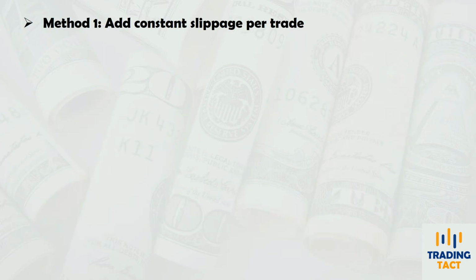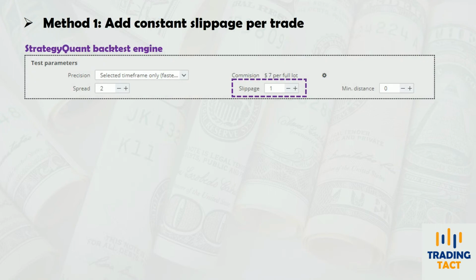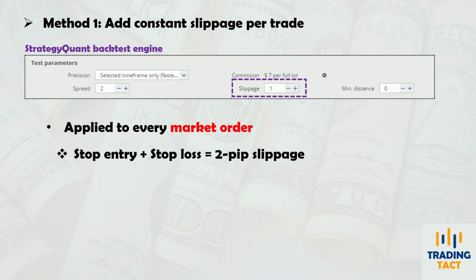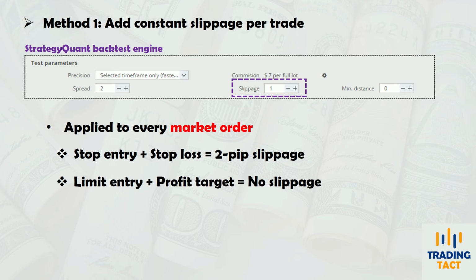First, you can add a constant slippage per trade. StrategyQuant's backtest engine lets you separately specify each type of transaction cost, including slippage. The 1 pip slippage specified here will be applied to every market order in your strategy. So, for example, if you enter the market on a buy stop and exit using a stop loss, the backtest engine will register a 2 pip slippage. If you instead enter on a limit order and exit on a profit target, you will not have any slippage.